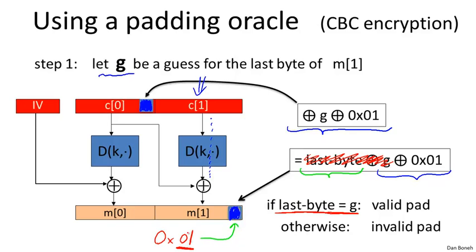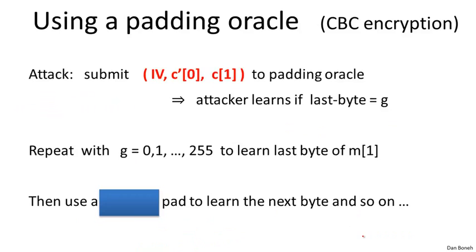The number 1 is a well-formed pad, and therefore the pad is valid, and the padding oracle will say the pad is valid. If the guess is incorrect, then we'll get a value here that's not equal to 1, and then it's very likely that we have an invalid pad. As a result, the padding oracle will say the pad is invalid. So again, if our guess for the last byte of M1 is correct, we learn that G was in fact a correct guess, whereas if our guess is incorrect, then we learn that G is an incorrect guess. So what the attacker is going to do is create his modified ciphertext.